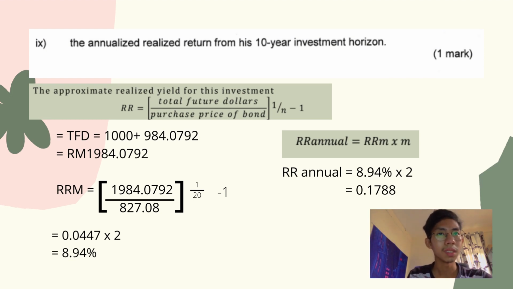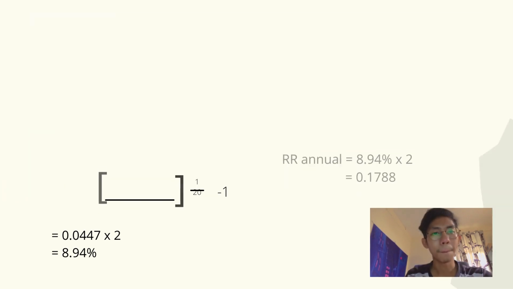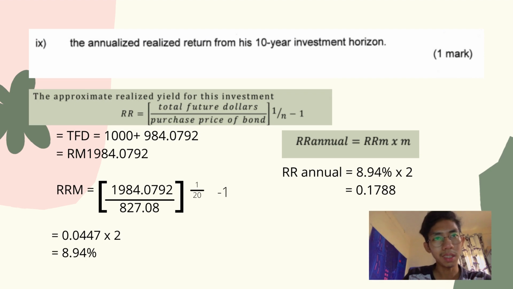The last question is to find the annualized realized return from this 10-year investment horizon. So the formula is RRM multiplied with M. The calculation is 8.94% multiplied with 2. The answer is 0.1788.